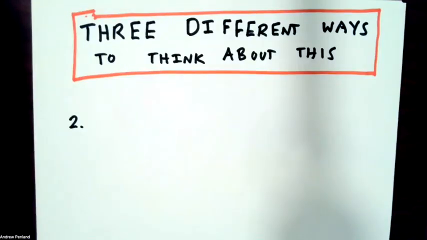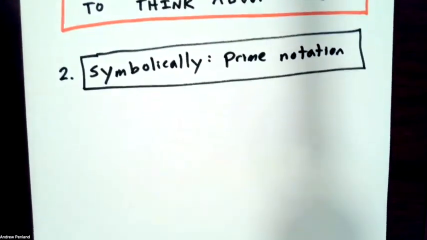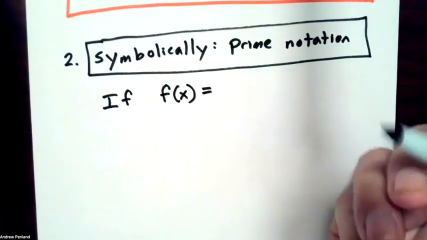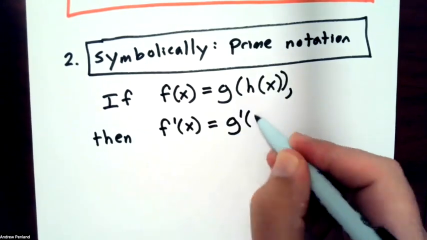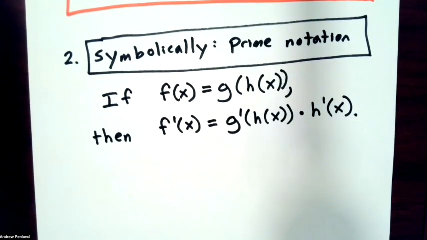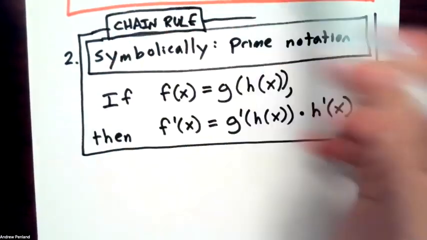Another way to express the chain rule is using prime notation. If we have f of x is equal to g of h of x, then f prime of x is equal to g prime of h of x times h prime of x. Please notice that this is just the same thing we were saying before, with g of x as the outer function and h of x as inner function.